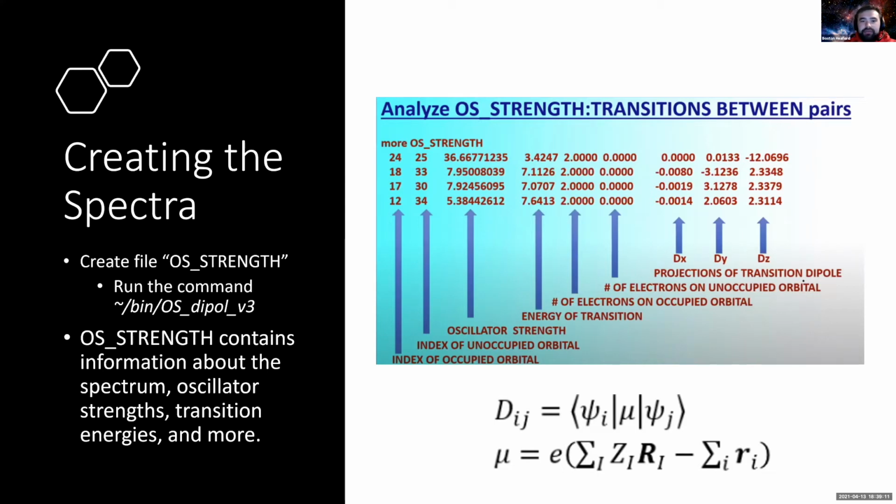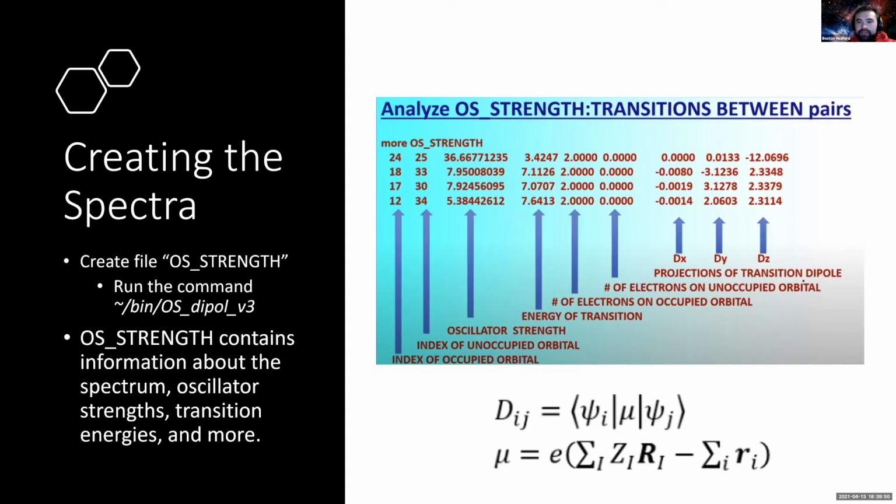And then after you run that command, you're going to get a file called OS strength. It's going to contain all this information that's shown here on the right. I'm not going to go through all of them, but some of the important values in this file: on the very far left, you have the index of the occupied orbital that you're starting with. Your second column is the orbital that you are transitioning to. And the third column is the oscillator strength, which I mentioned earlier, which is essentially a measure of the probability or likelihood that a transition can happen.